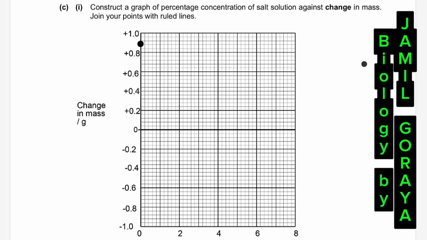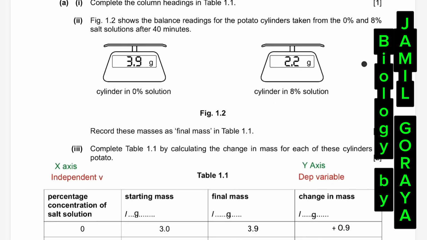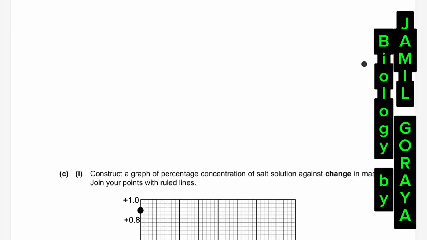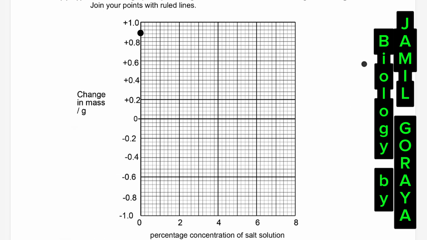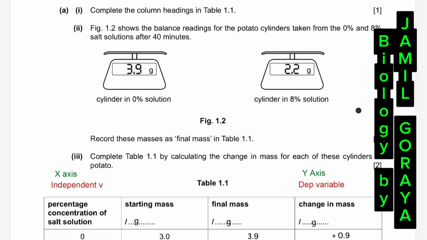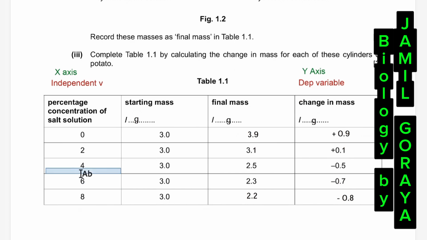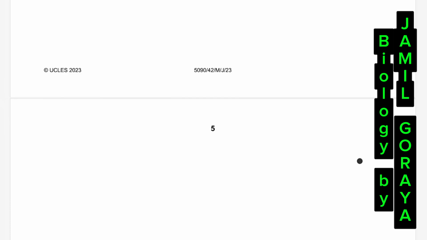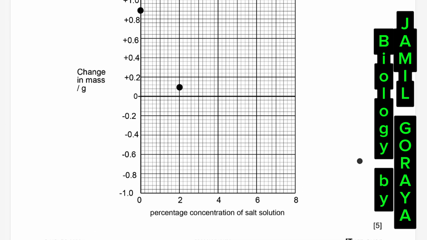Then at 2, it is positive 0.1. So here it will be the second plotting. The third value is at 4, it is negative 0.5. So at 4, it is negative 0.5. So it will be plotted here.